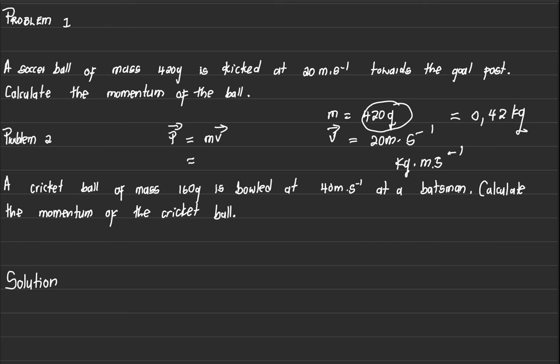So we come to our momentum. Momentum in this case is going to be equal to the mass, which is 0.42, multiplied by our velocity, which is 20 meters per second. You may not write the SI unit yet. So you have 0.42 multiplied by 20 meters per second. So our momentum is equal to 8.4 kilogram meters per second.